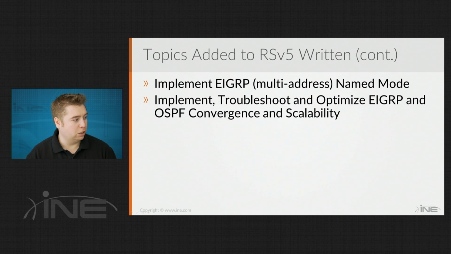Implement, troubleshoot, and optimize EIGRP convergence and scalability. Like I said, we'll talk about new things like OSPF loop-free alternative, EIGRP fast reroute, and why specifically you might want to use that in your particular design.